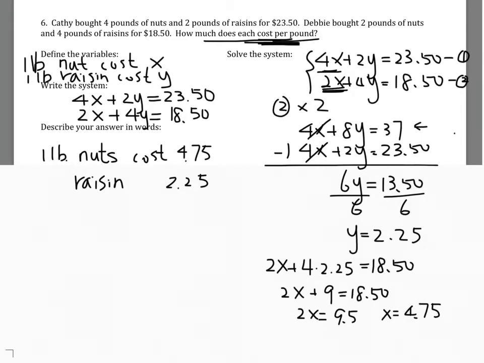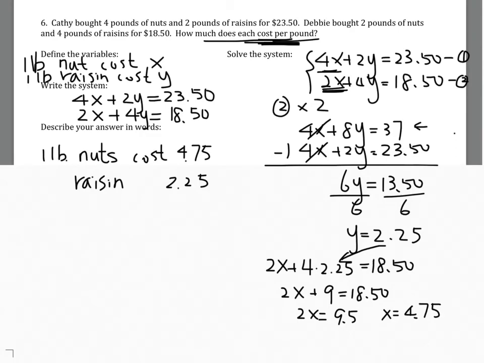Then plug it into the first equation, or rather the second one, because I find the second one, the numbers are a little bit smaller than the first one. So 2 times x plus 4 times, we know the y value is 2.25. So I plug it in for the y value. 4 times 2.25, that's 9, equals 18.50. Subtract 9 from both sides, so I have 2x equals 9.50. Divide both sides by 2 to find x equals 4.75.